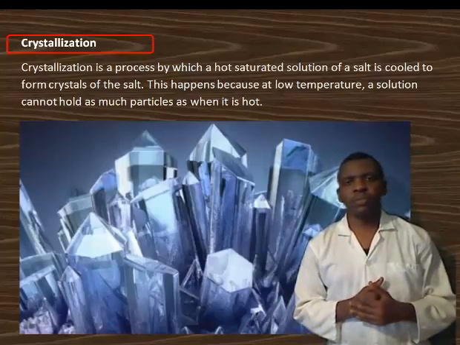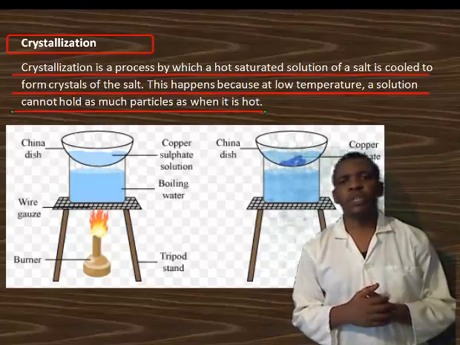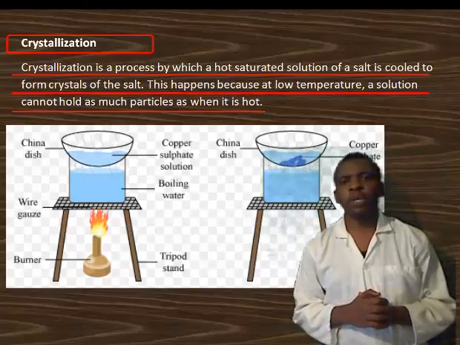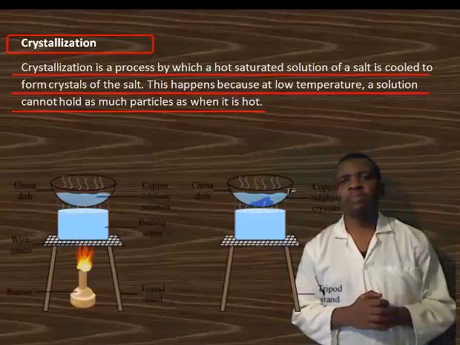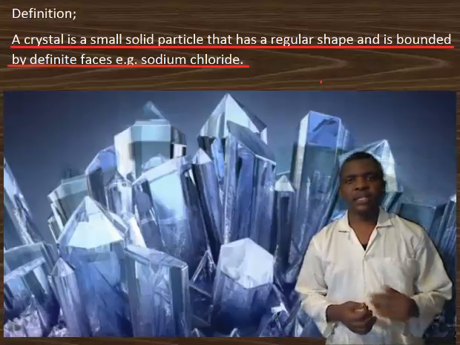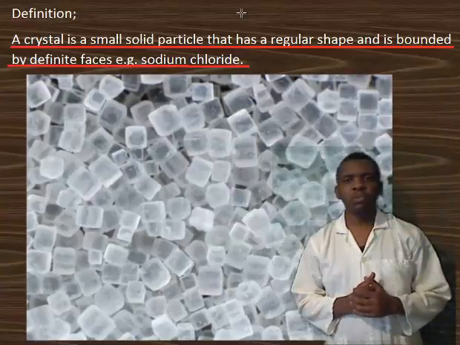Crystallization is a process by which a hot saturated solution of a salt is cooled to form crystals of the salt. This happens because at low temperature, a solution cannot hold as many particles as when it is hot. A crystal is a small solid particle that has a regular shape and is bounded by definite faces. Example, sodium chloride.